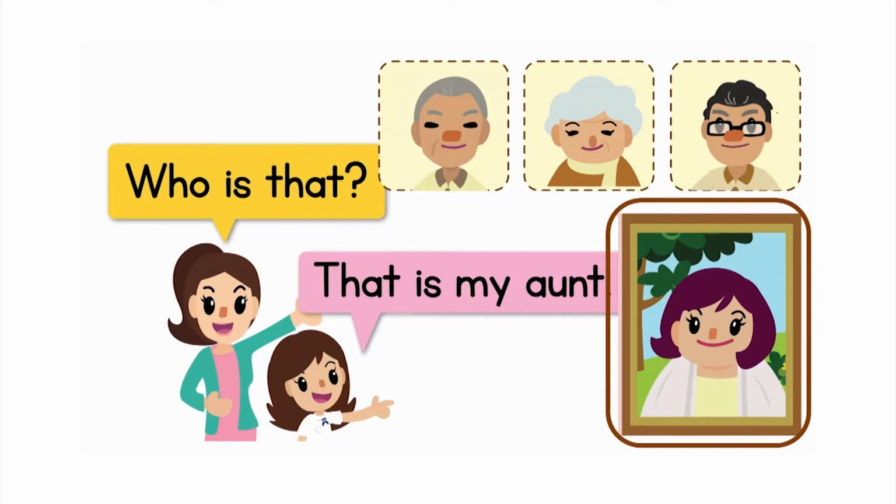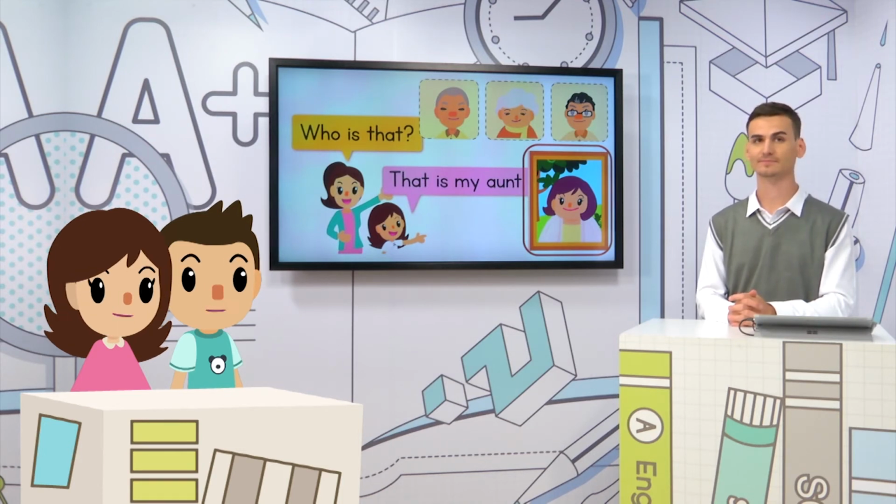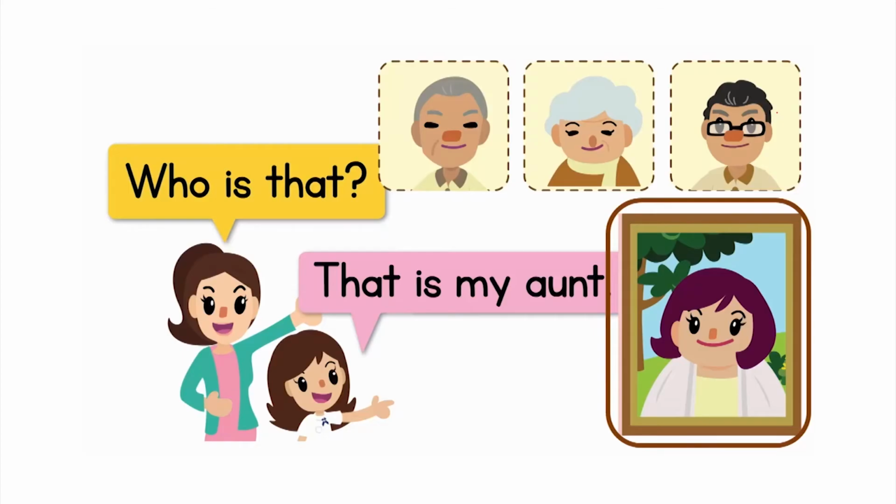Let's try that again. Who is that? That is my aunt. Remember, when we get asked, we need to respond, "That is my." We're going to change the names for the different relatives, depending on who they ask.